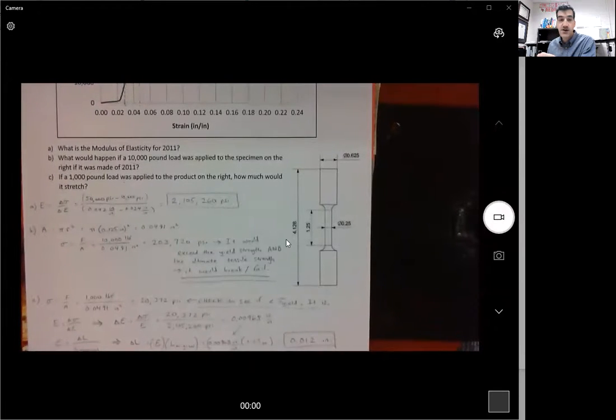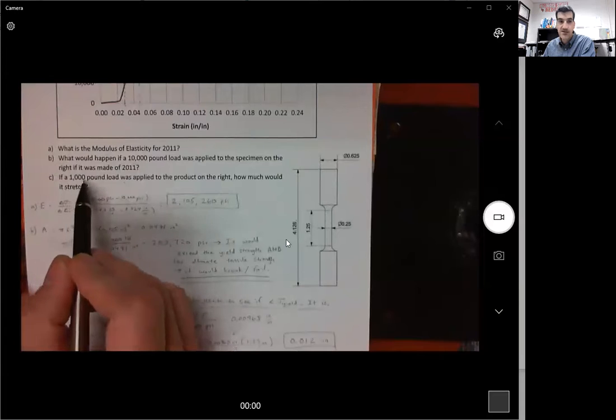So we need to use our equations that we've talked about in class for stress and elastic modulus and strain to calculate the change in length of this part. It's kind of like a three-step process. First of all, by using the force, that's this 1,000 pound load, we can calculate the stress.